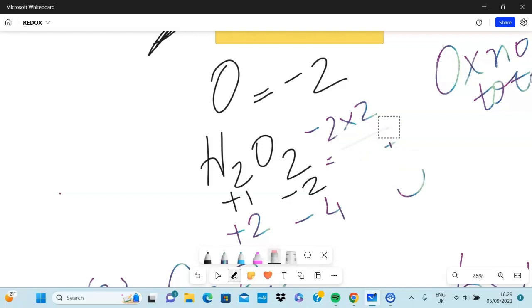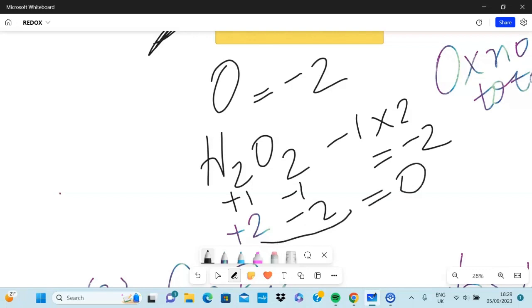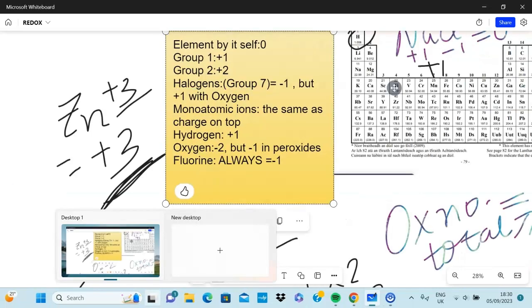So that's why there is a rule that in peroxides, oxygen is always going to be minus 1. Okay, so that will make sense. 2 oxygens would be minus 2, plus 2 minus 2 will equal 0. Alright, so I hope that makes sense a bit better. Alright, so the next up is fluorine.